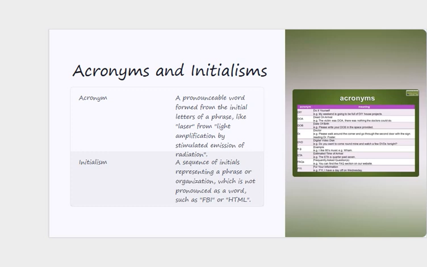So acronyms are the words which are pronounceable, like words NASA, ISRO, laser. These are the words which can be pronounced as words, though they are initials somewhere. We call them as acronyms. And the others which cannot be pronounced are called initials, or we generally call them as acronyms also.